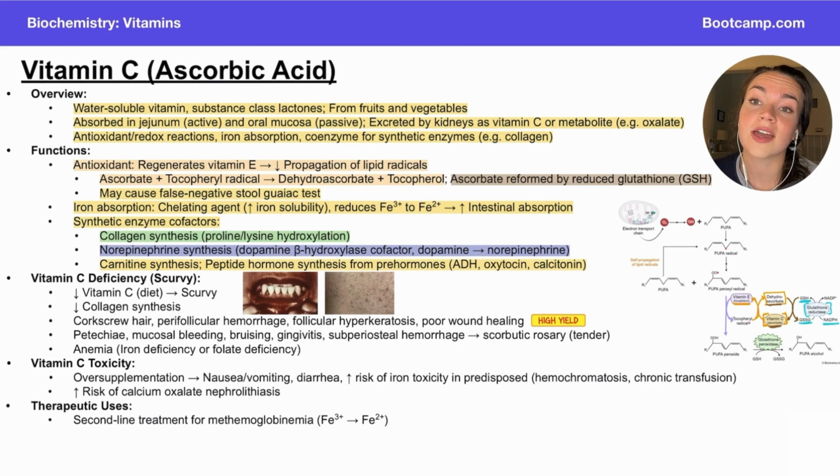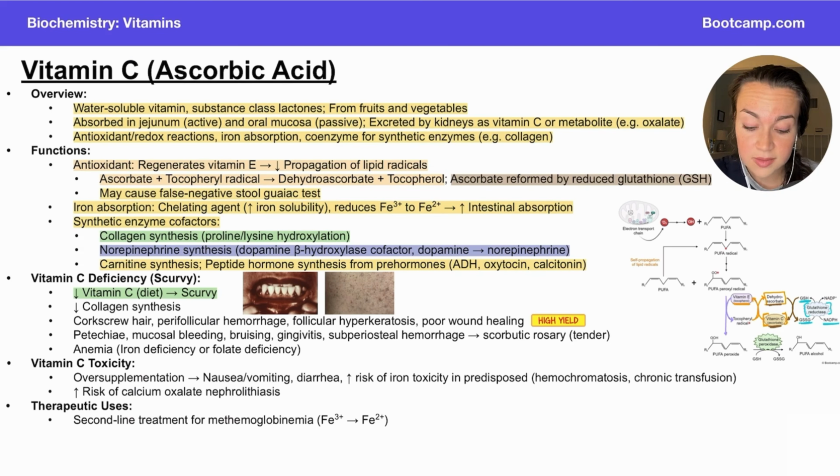So let's talk about vitamin C deficiency, also known as scurvy. We talked about this a little bit when we talked about collagen synthesis as well. Low dietary vitamin C leads to scurvy. Famously, pirates who were out on the open seas with no access to fruits and vegetables for a long time would classically get this, but anybody with poor nutrition today could get it as well.